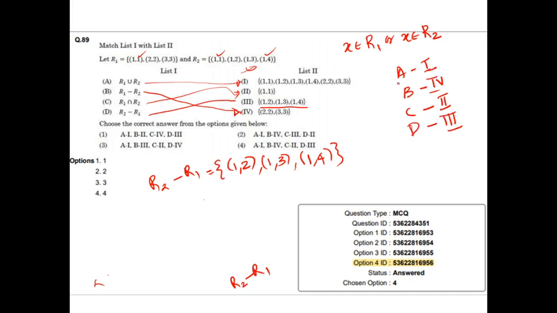Now we can find the best option. In the fourth option, A1, B4, C2 and D3. So we can find the answer to question number 89 as the fourth option. I hope all of you understood how I have found the answer to question number 89. Thank you all.